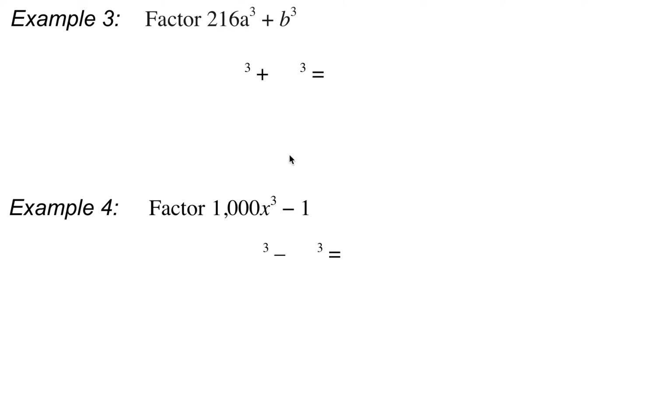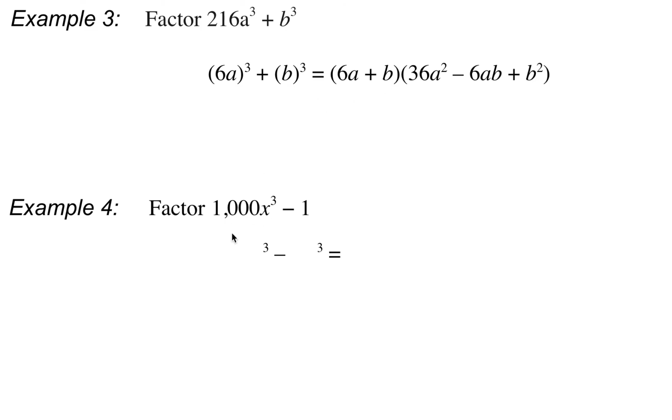Two more examples, and then I'll give you a couple to try on your own. The cubed root of 216, not sure if you recognize that, but that is a 6. And then a to the third, the cubed root of that is just a, so it's 6a, the quantity to the third power. And then the second one is just b. Our first binomial is just going to be 6a plus b. But then the second factor will start with the square of the first term. 6a squared gives us 36a squared. Then we multiply together, we get 6ab, and the last term is b squared.